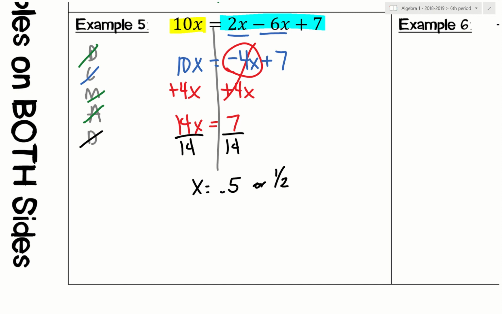How do you do that? You just press math, enter, enter. Okay, and it'll always show you the fraction form.